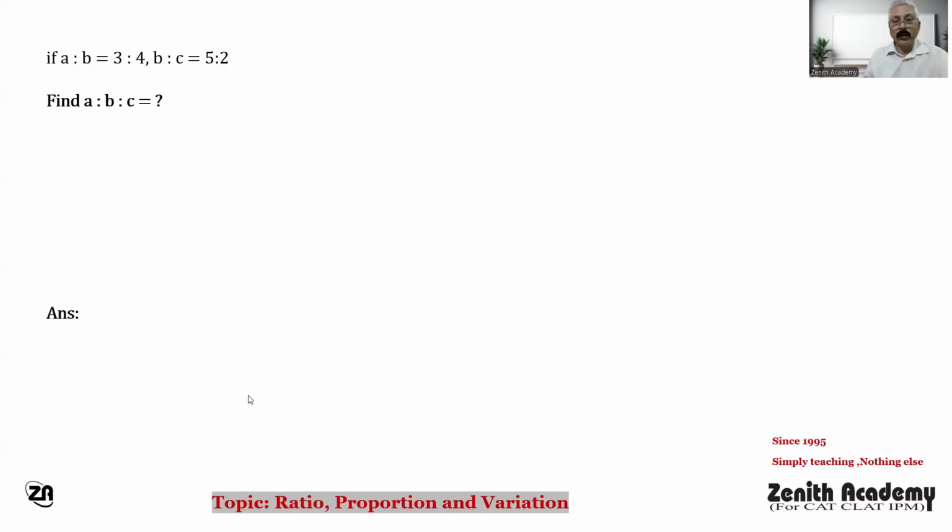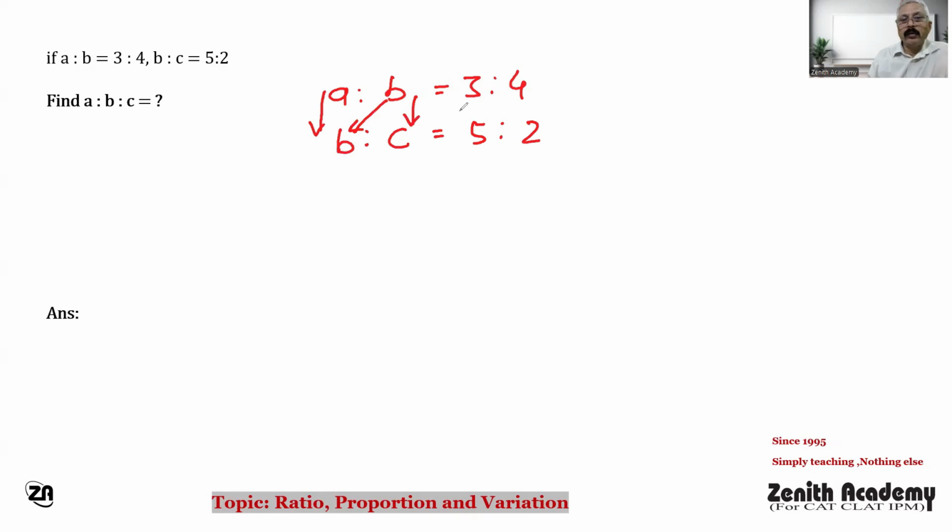Now see this question. Here A is to B is 3 is to 4, and B is to C is 5 is to 2. So we have the formula: this into this, this into this. Here 3 into 5 is 15, 4 into 5 is 20, and 4 into 2 is 8, and no common factors come. Directly you can calculate it. Now see, next.